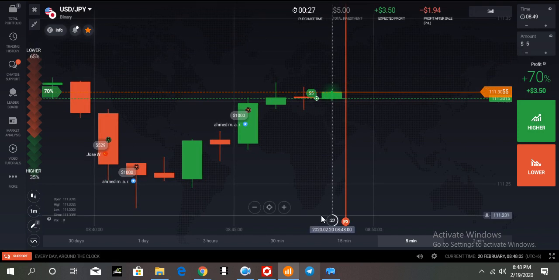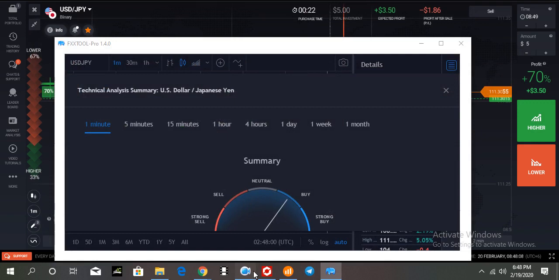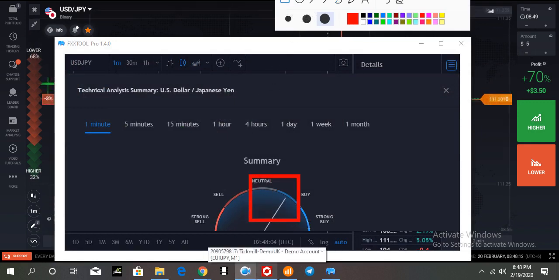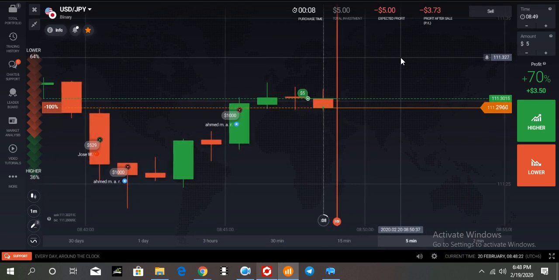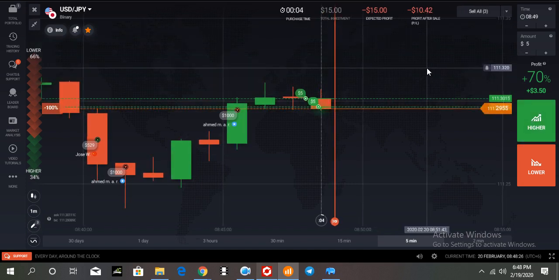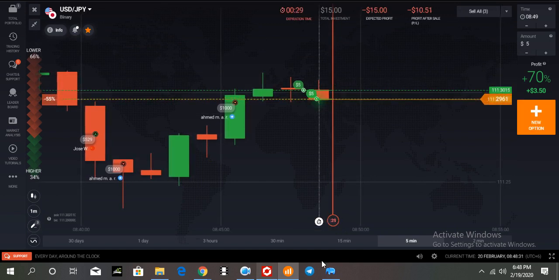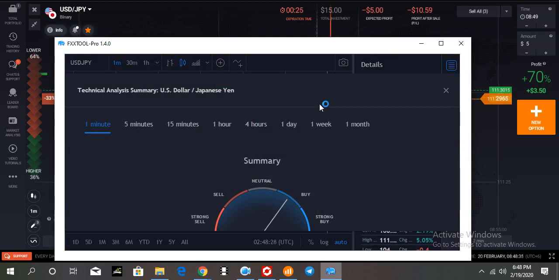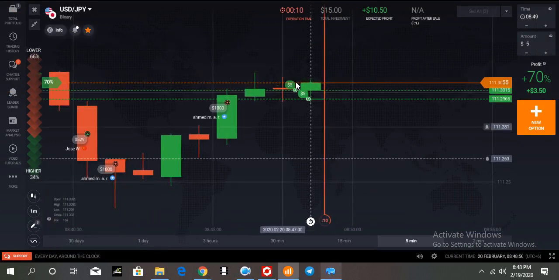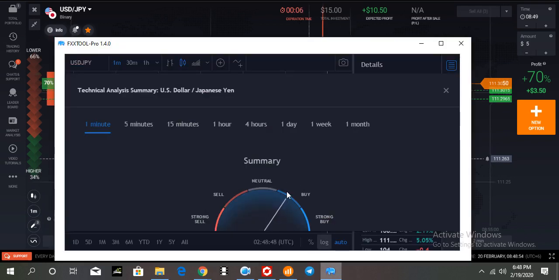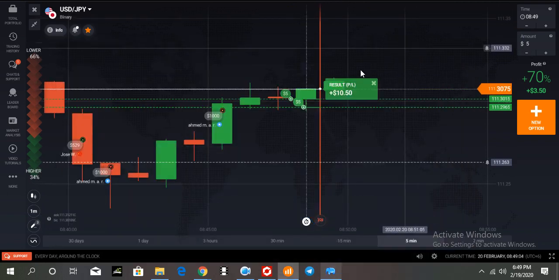I am entering a call here. But at this moment the market is so bad, so I'm trying again here. Okay, I'm sure in this trade, because there is a strong call signal. You can see I'm in this state. I've entered 6 trades and there are 4 wins.